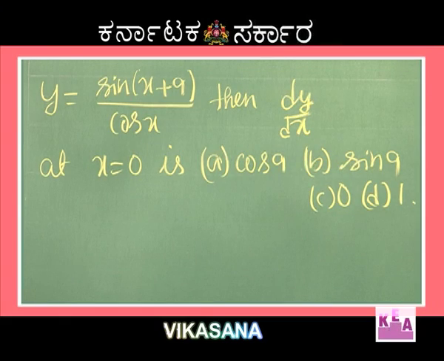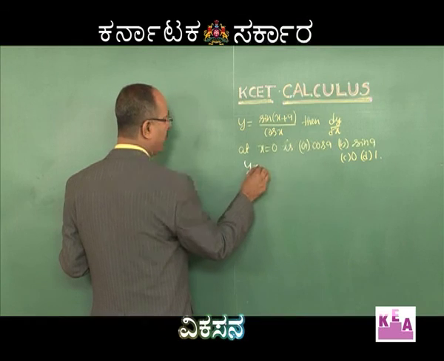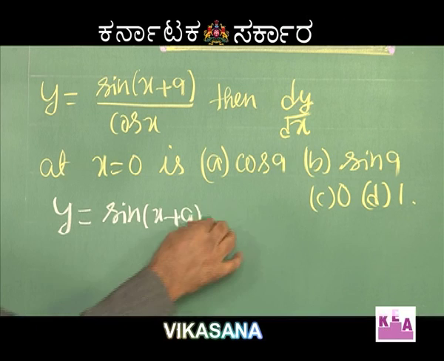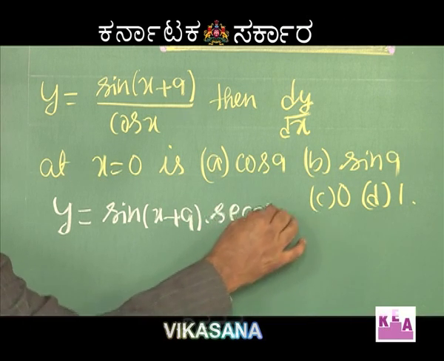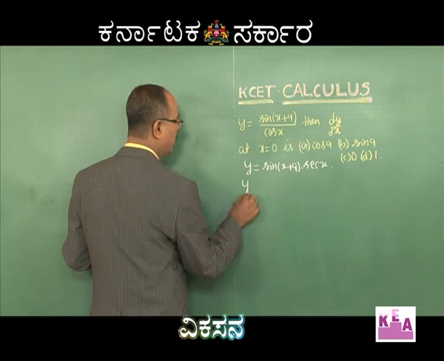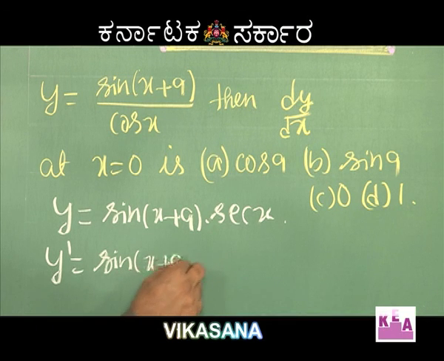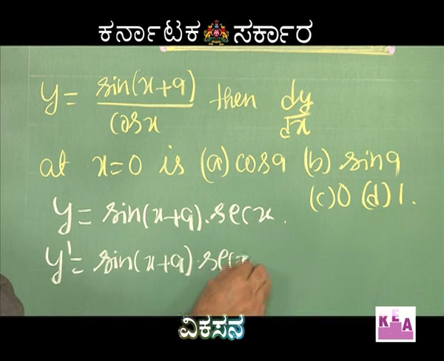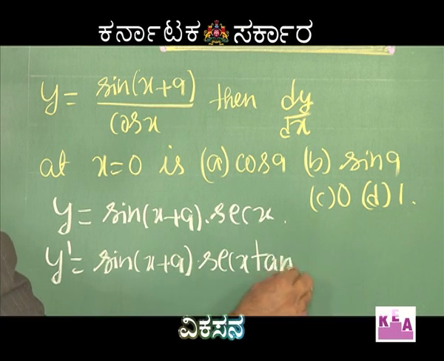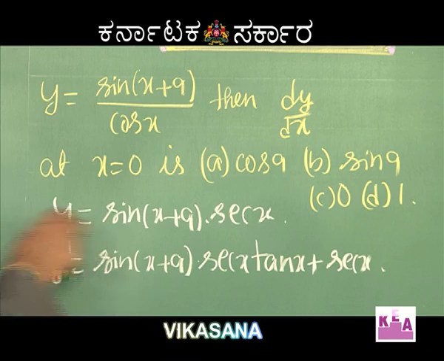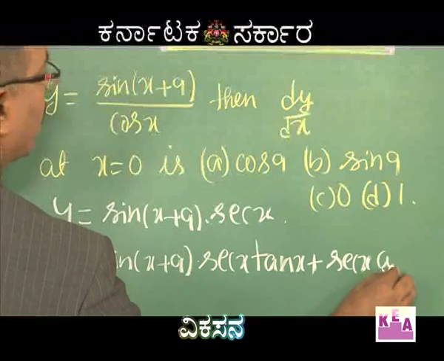y is sine of x plus 9 by cos x, then what is y dash? And before that, write this as sine of x plus 9 into secant of x. y dash is given by sine of x plus 9, write as it is. Sine of x plus 9 into differentiation of secant x, which is secant x into tan x, plus secant x, write as it is. Differentiation of sine of x plus 9 is cos of x plus 9.